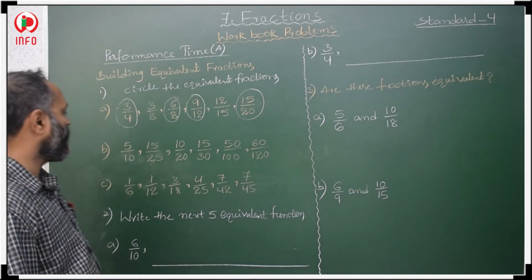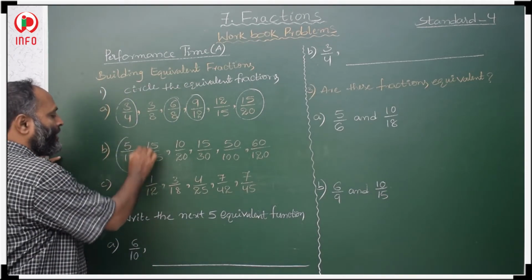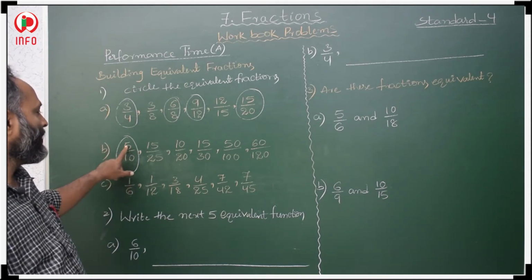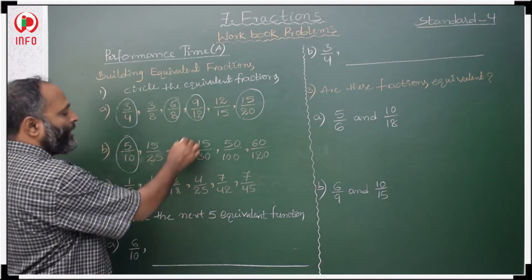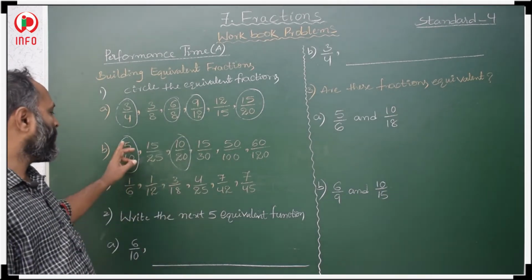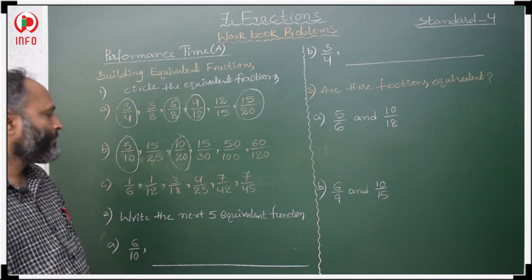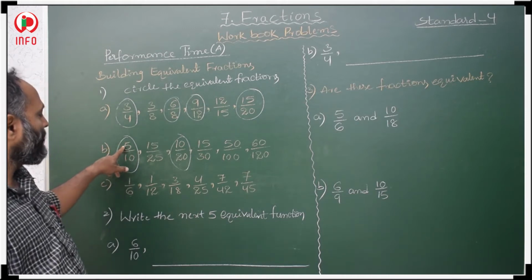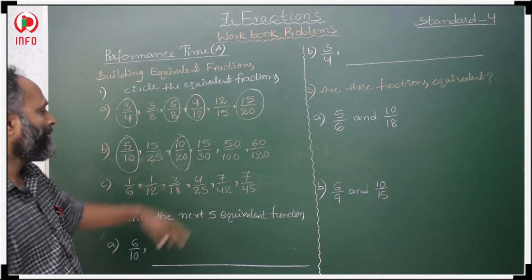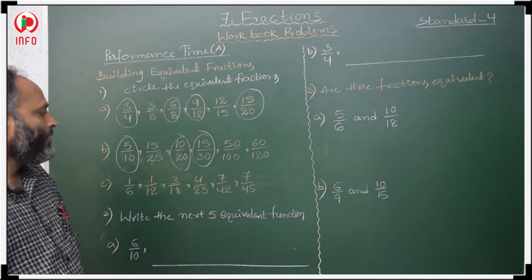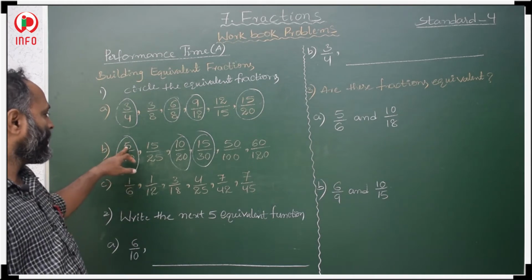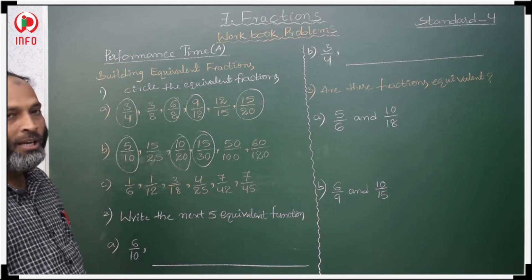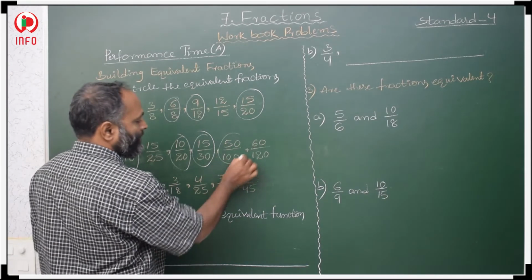Okay. Now here 5 by 10. See here, 5 by 10's equivalent fraction. If we multiply 5 with 2 and 10 with 2, 5 2s are 10, 10 2s are 20. 10 by 20. 5 by 10's equivalent fraction is 10 by 20, and after that, if you multiply 5 with 3, 5 3s are 15, 10 3s are 30, 15 by 30. Then if you multiply 5 with 10, 5 10s are 50, 10 10s are 100, 50 by 100. So this is an equivalent fraction.